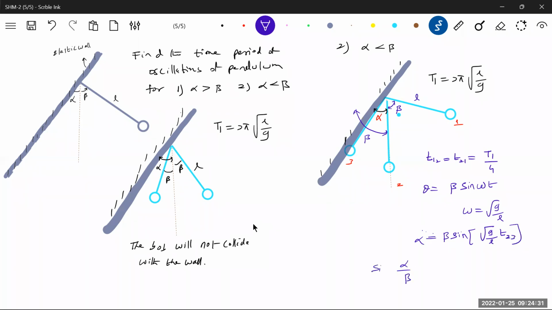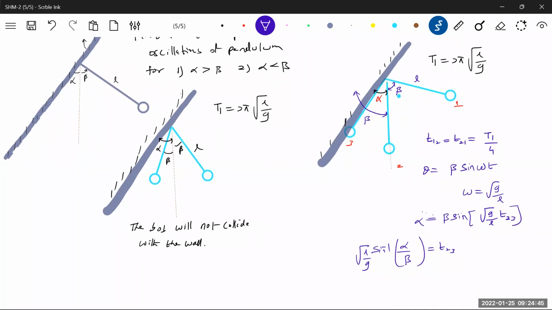So it is alpha by beta, sine inverse of that. Overall, what is the time taken? Time taken for the oscillation, T dash, should be equal to 2 times T12 plus 2 times T23. This should be equal to 2 times T1 by 4 plus 2 T23. T23 is root of L by G.